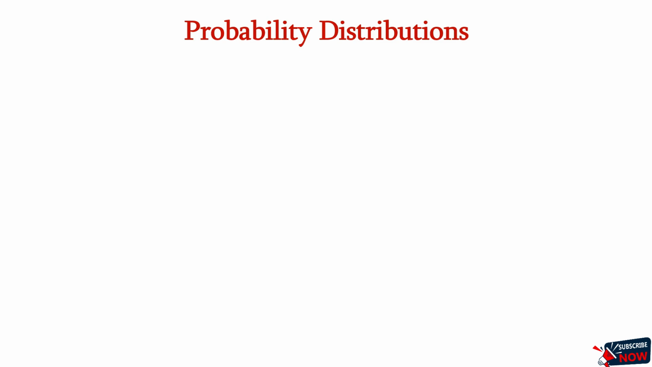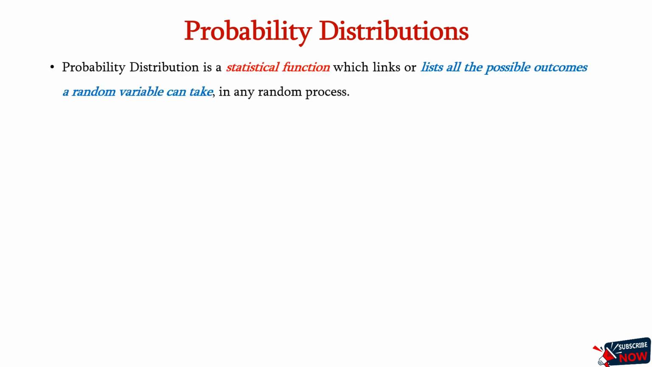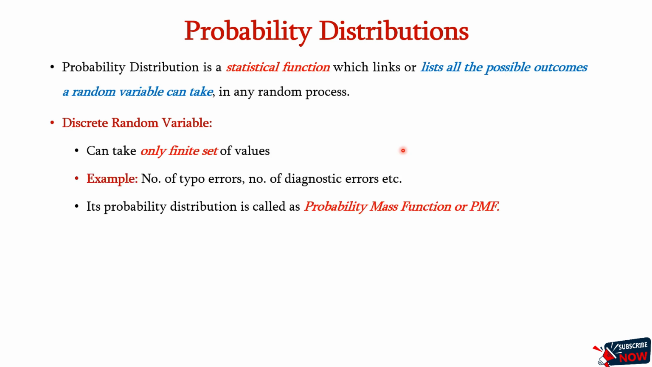Now let us see about probability distributions. It is a statistical function which lists all the possible outcomes a random variable can take in any random process. If it is a discrete random variable, then the probability distribution is called a probability mass function or PMF. We know that a discrete random variable takes only a finite set of values, and some examples are the number of typo errors, number of diagnostic errors, etc.